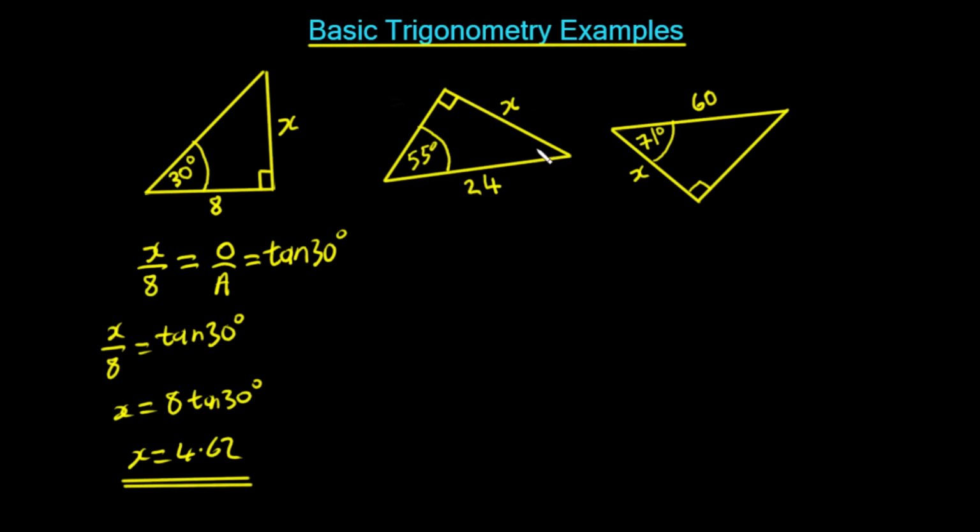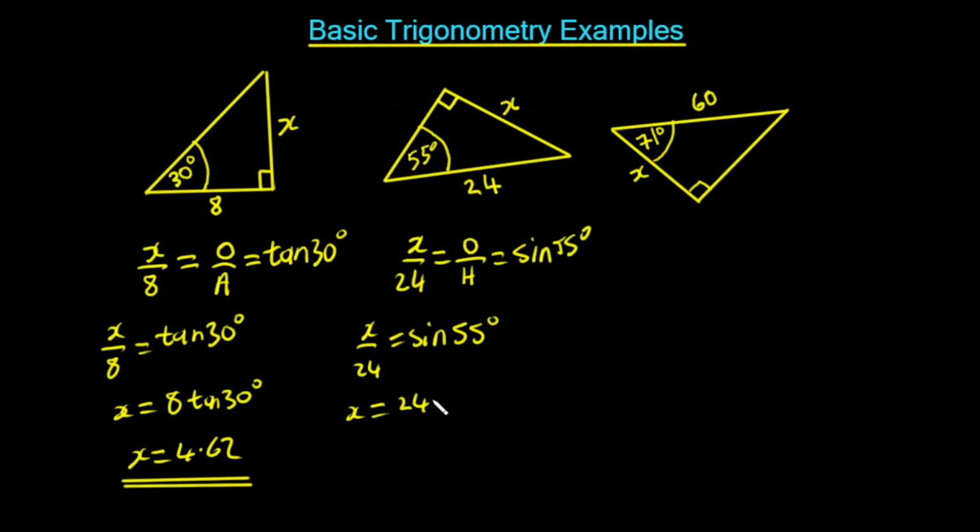Now the next one we're looking to find the length x. So you can see here this is the angle we have. So opposite the angle is going to be the opposite. So we're going to have x upon 24 is going to equal, well, that's the opposite, and the longest length here must be the hypotenuse. So opposite over the hypotenuse is equal to a sine function. So that's the sine of 55 degrees. So we can say that x over 24 is equal to sine of 55 degrees. So therefore we can say that x is equal to 24 times the sine of 55 degrees.